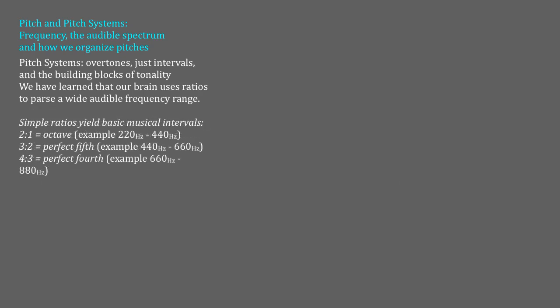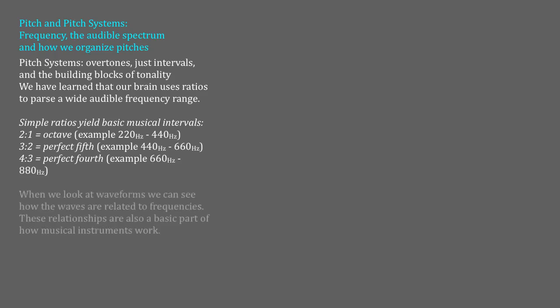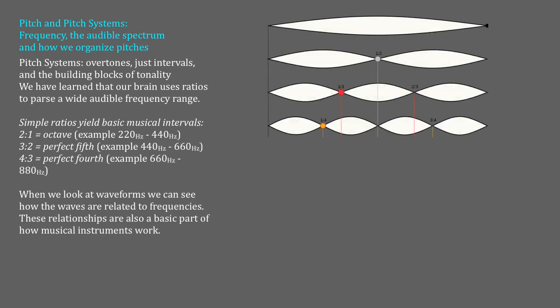Simple ratios yield basic musical intervals. 2 to 1 is the octave, 3 to 2 is the perfect fifth, and 4 to 3 is the perfect fourth. When we look at waveforms, as we just did, we can see how these waves are related to frequencies. These relationships are also a basic part of how our musical instruments work.